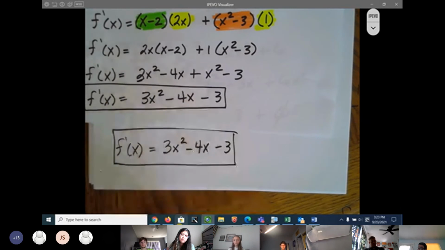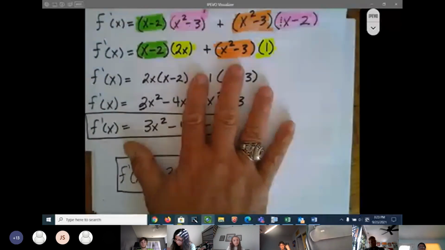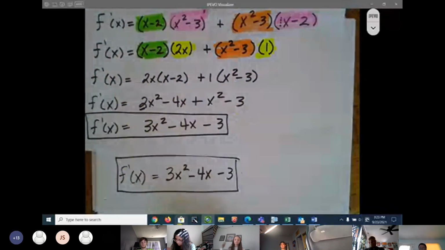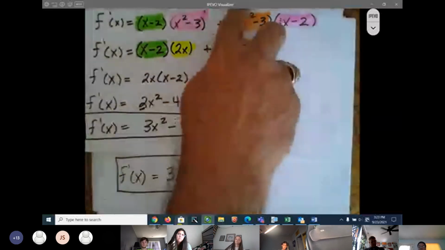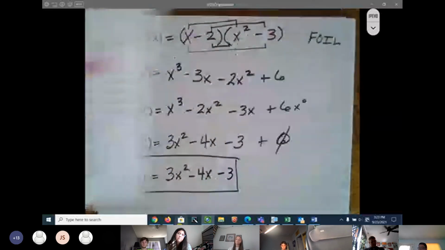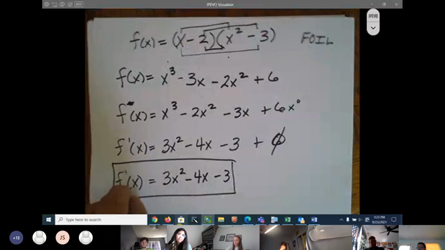Any questions? So you can do it either way. Now, a while ago, somebody said you could bring this down and do the quotient rule. Yep. So we're going to do the quotient rule next.